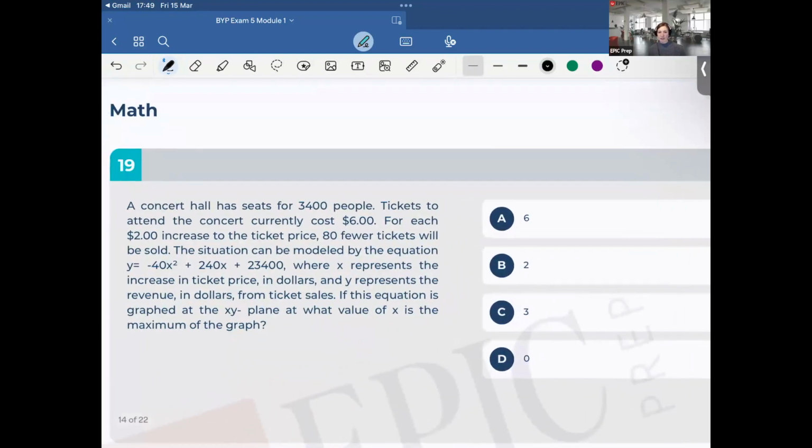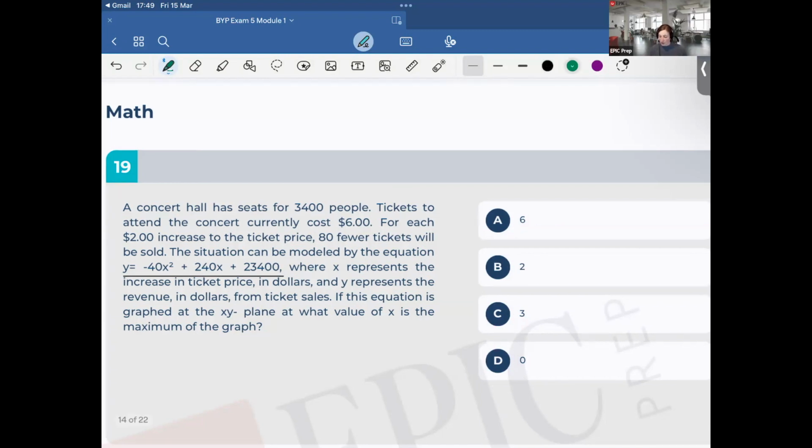Okay, let's see what's happening here. A concert hall has seats for 3,400 people. Tickets to attend the concert currently cost $6. For each $2 increase to the ticket price, 80 fewer tickets will be sold. The situation can be modeled by the quadratic equation y equals negative 40x squared plus 240x plus 23,400, where x represents the increase in ticket price in dollars and y represents the revenue in dollars from ticket sales. If this equation is graphed in the xy plane, at what value of x is the maximum of the graph?